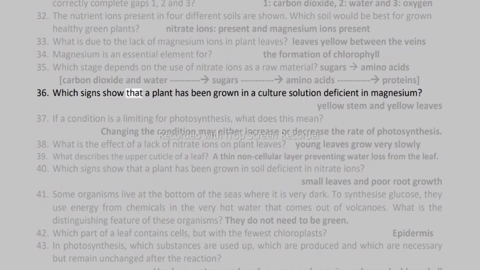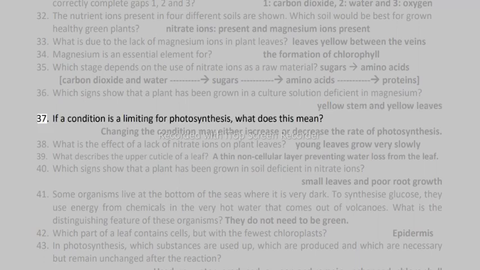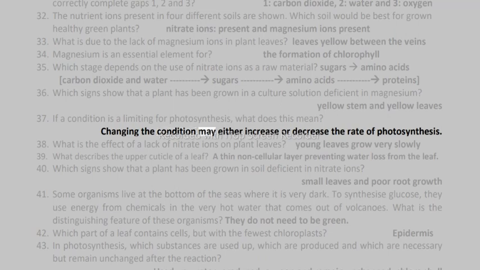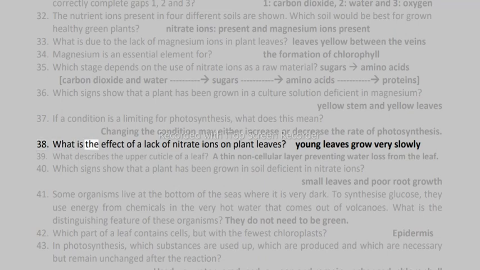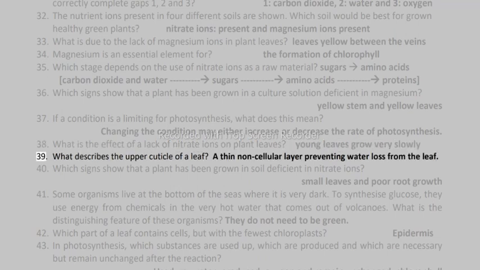36. Which signs show that a plant has been grown in a culture solution deficient in magnesium? Yellow stem and yellow leaves. 37. If a condition is limiting for photosynthesis, what does this mean? Changing the condition may either increase or decrease the rate of photosynthesis. 38. What is the effect of a lack of nitrate ions on plant leaves? Young leaves grow very slowly.